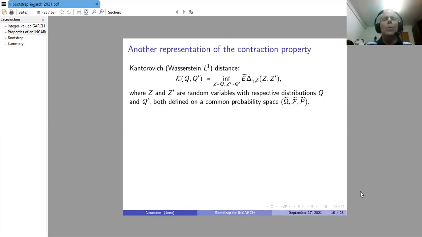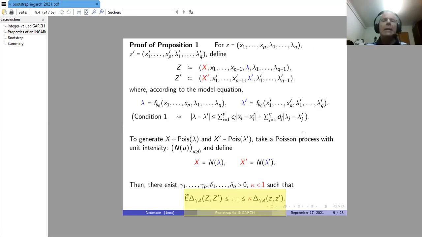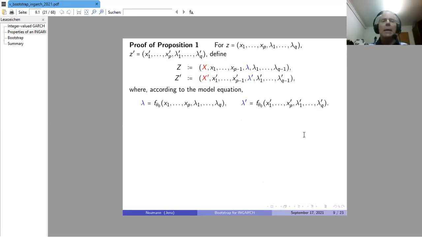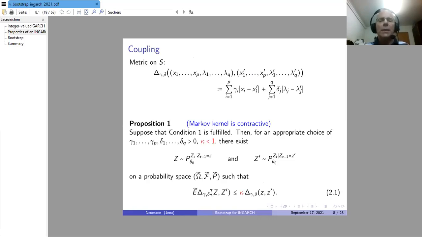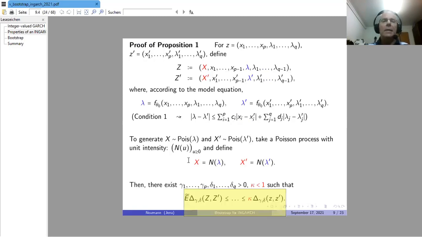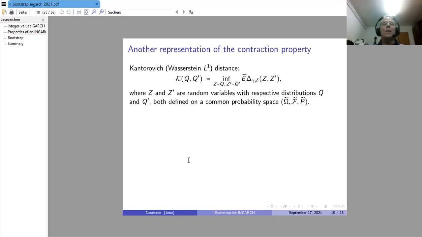So in order to prove stationarity of this process, we have to represent this contraction property in a slightly different way. So far, we have here some sort of contraction property for the Markov kernel. Okay. But we also have to formulate a contraction property on the level of distributions.